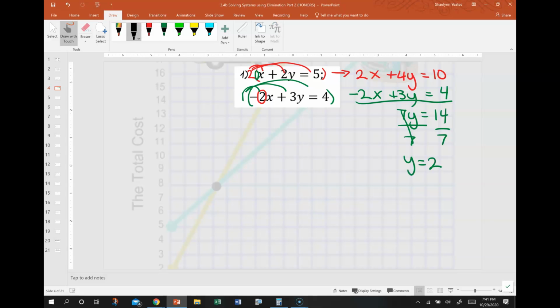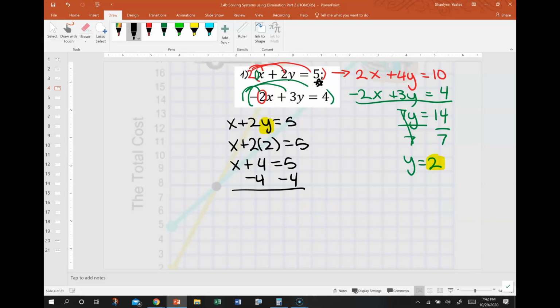This is where I take my favorite equation, which for me today is that top one. So I've got x plus 2y equals 5. I'm going to replace my y with 2. So this becomes x plus 2 times 2 equals 5. Well, 2 times 2 is 4, so x plus 4 equals 5. Subtract 4 from both sides, and we get x equals 1. So my solution to the system is 1, 2.